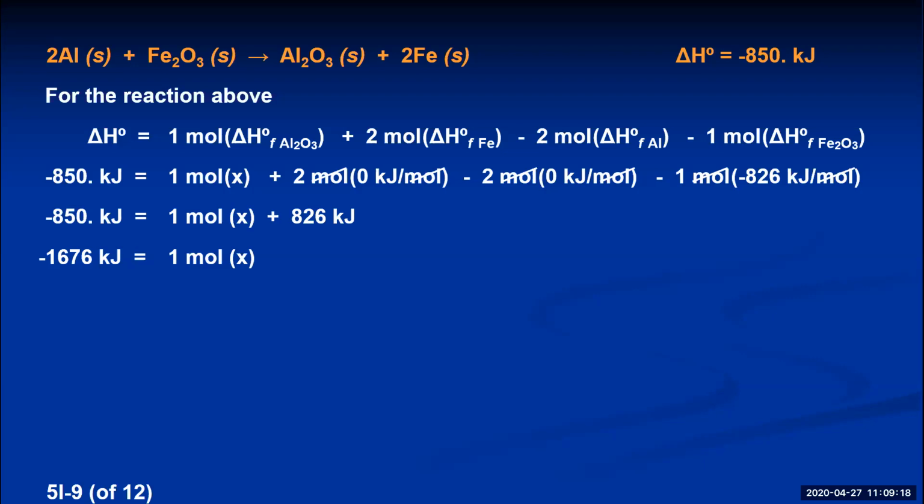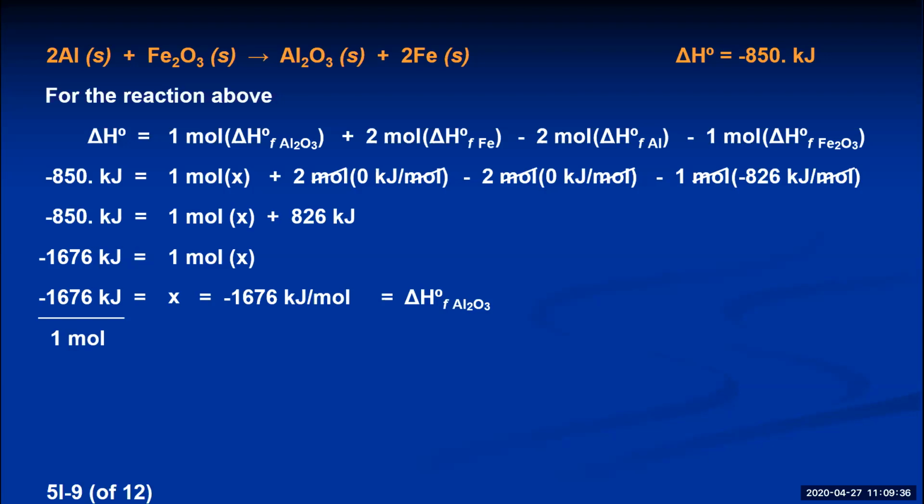Then if I divide by the 1 mole, I will solve for X, which is the standard enthalpy of formation of aluminum oxide. So dividing by the 1 mole, I get negative 1676 kilojoules per mole, and that's going to be the standard enthalpy of formation of aluminum oxide.